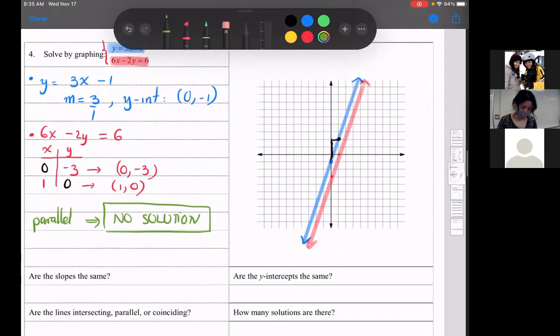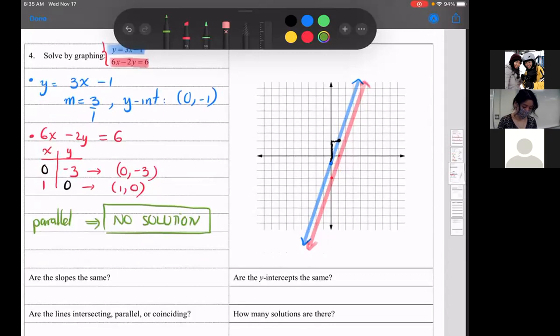What do you think? Is the slope the same? Yes, right? If you would have solved it, maybe I'll show in yellow here. It has to have the same slope, right? So let's see, -2y equals -6x plus 6. I just subtract 6x from both sides. Divide both sides by -2: y equals 3x minus 3. So this implies the slope is 3. So the same slope.